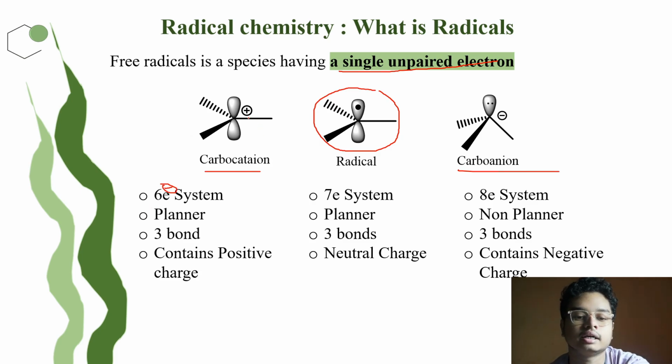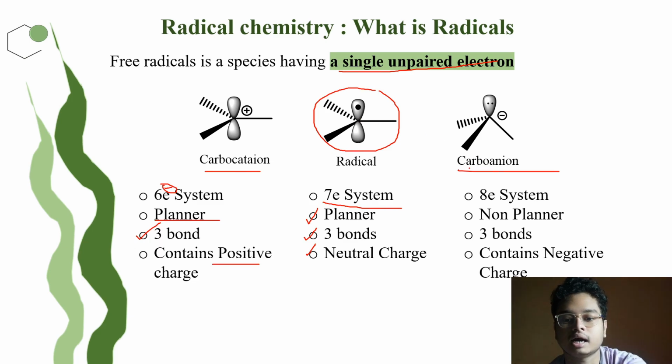This species attains an sp2 configuration, and thus it is planar, contains 3 bonds and carries a positive charge. This is a carbocation. But a radical is a 7 electron system. One extra, single unpaired electron is present, and it is also planar and contains 3 bonds, but it is neutral because the p orbital contains one unpaired electron.